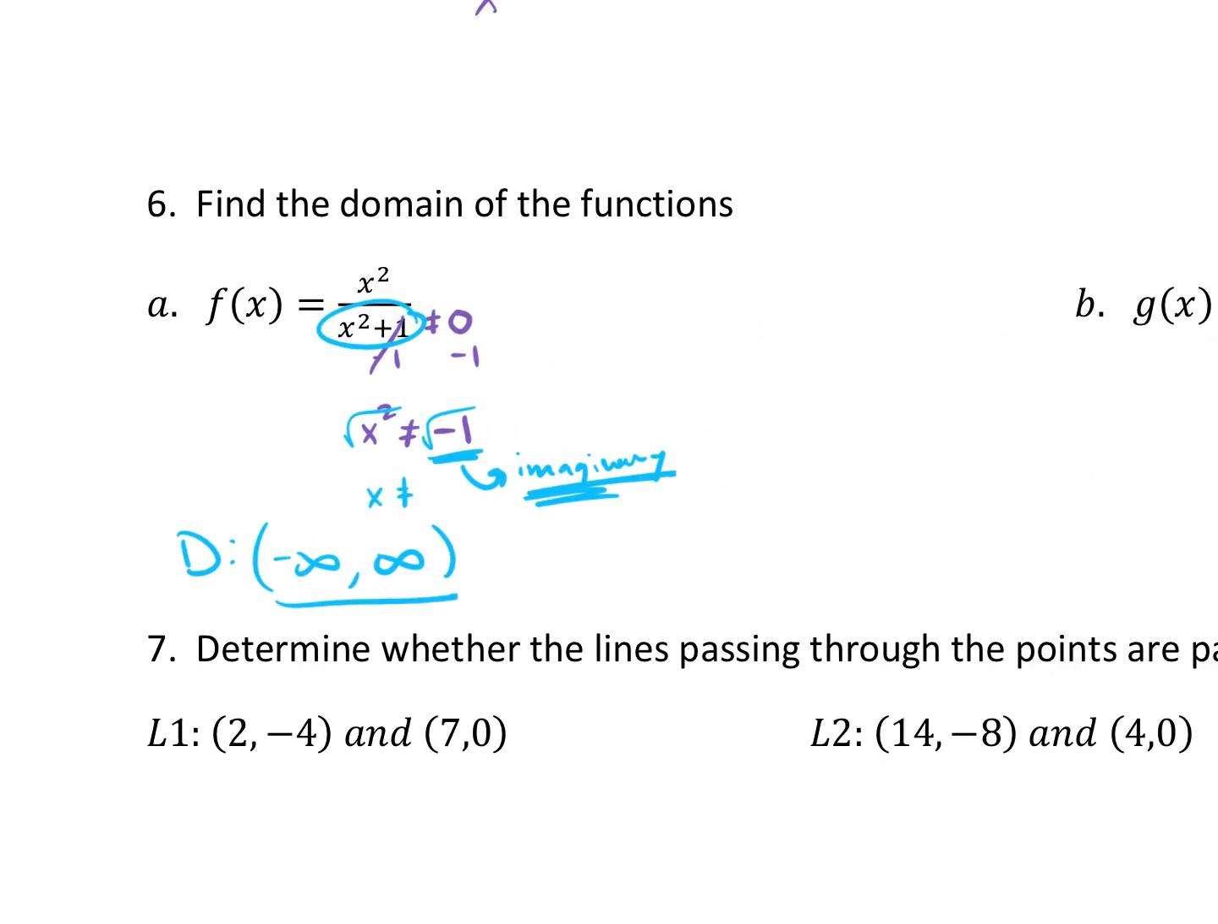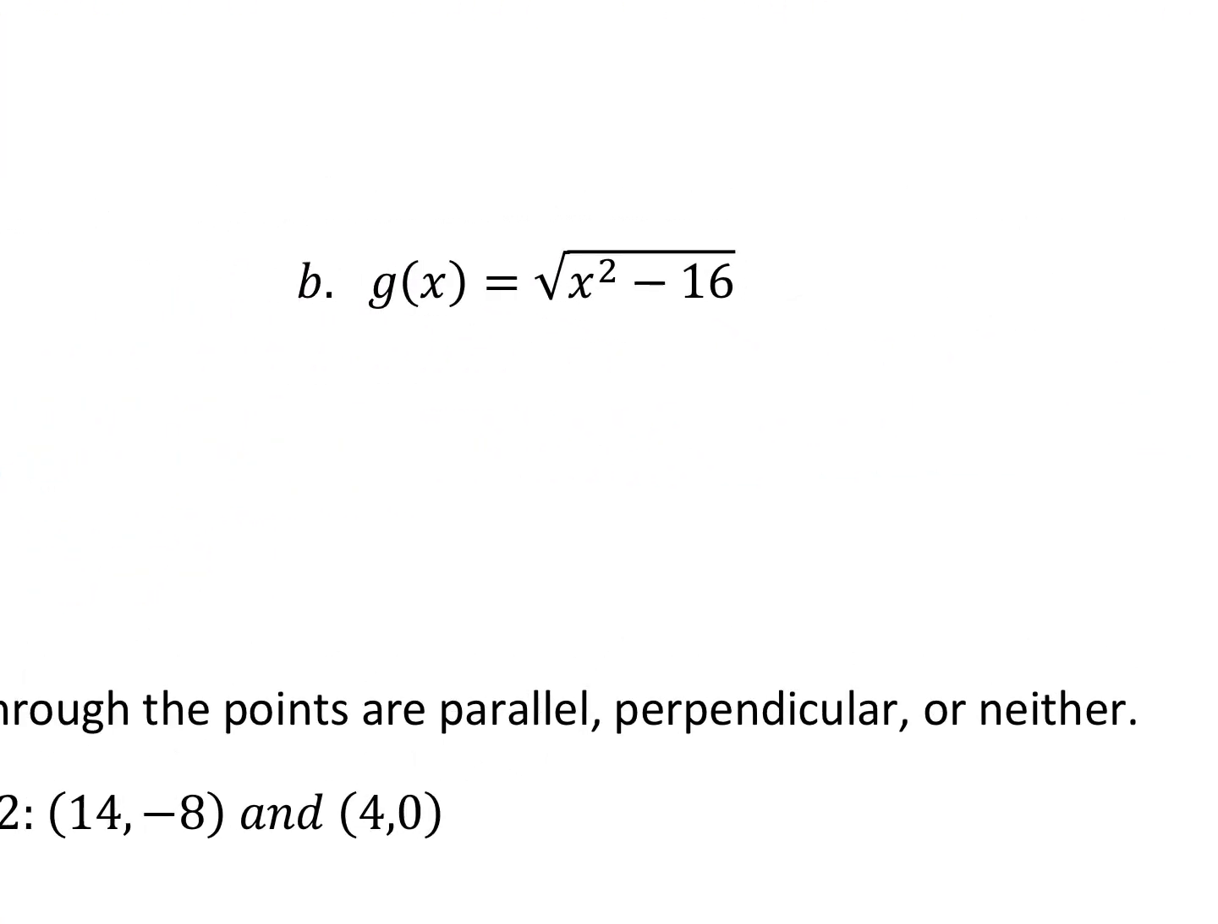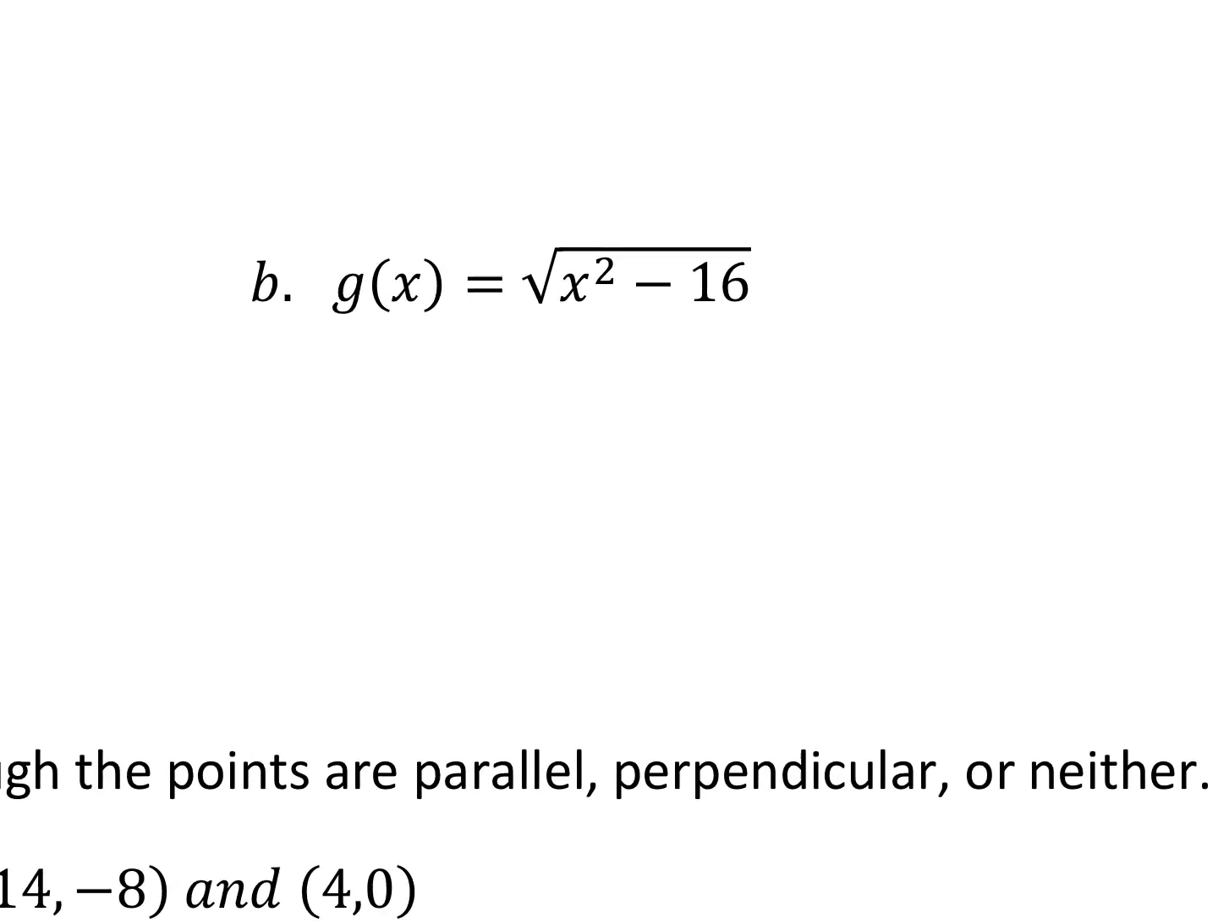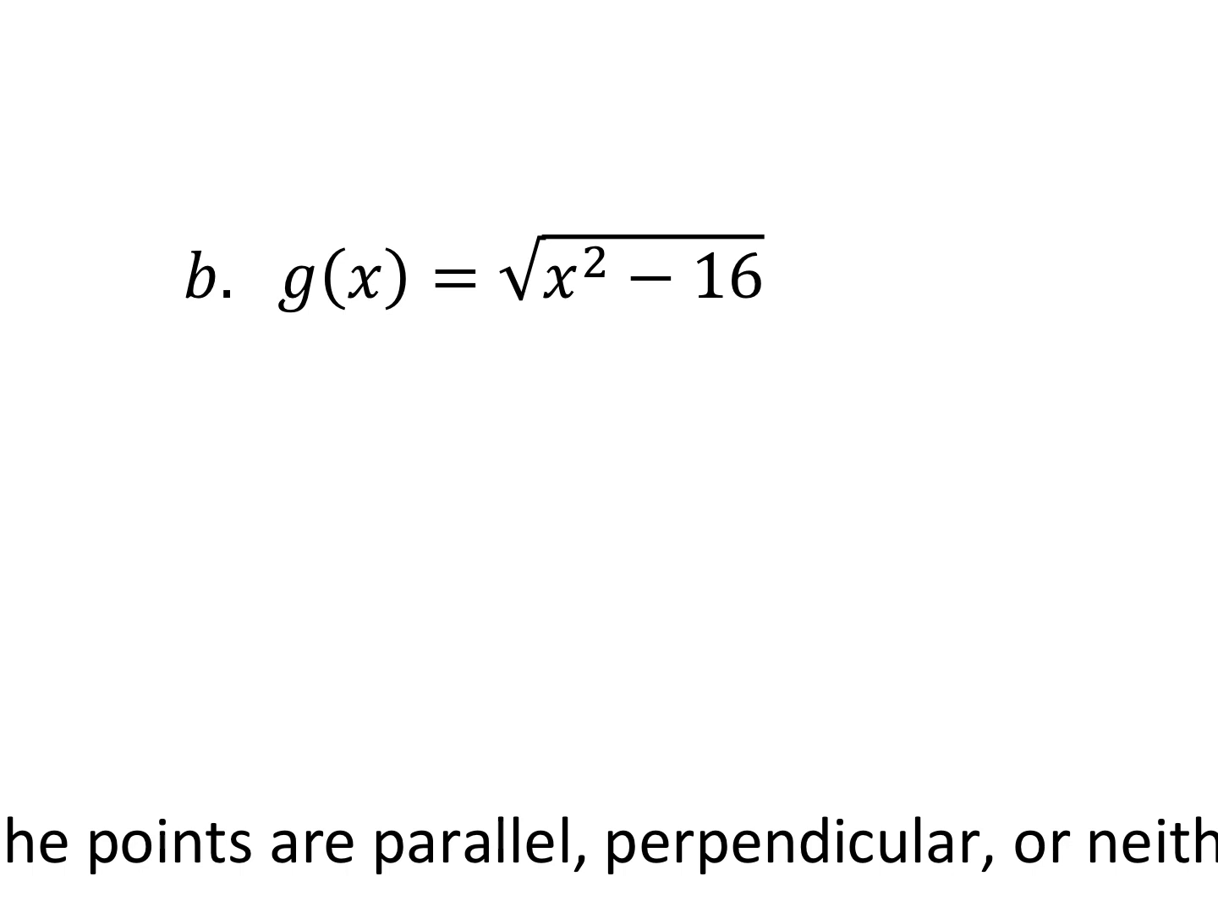All right, let's look at B. I also have to be careful when I have a square root, because what type of number can I not have under a square root? Negative. So I would have to say what's under my square root is greater than or equal to 0, because it can be 0. It just can't be less than 0. So I would say x squared minus 16 is greater than or equal to 0. Solve for x, so we add 16 to both sides. So x squared is greater than or equal to 16.